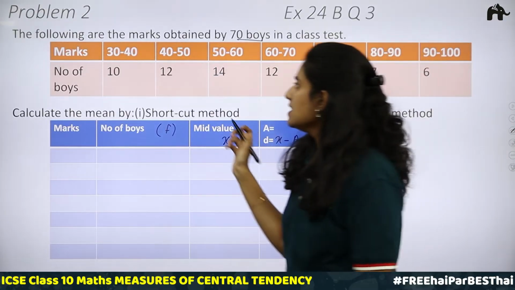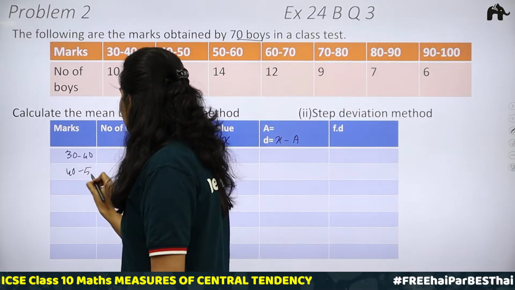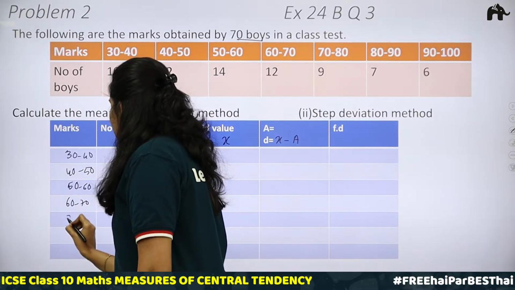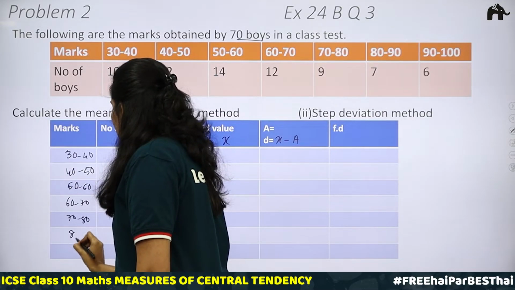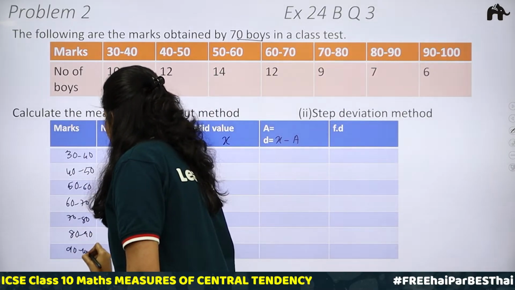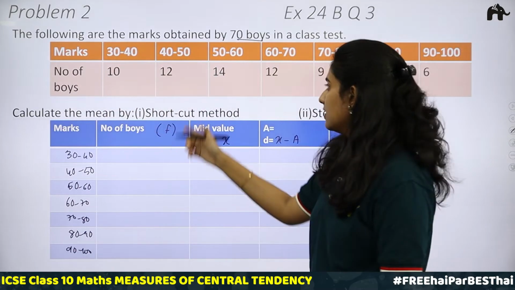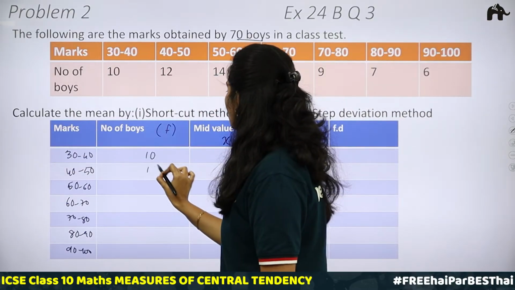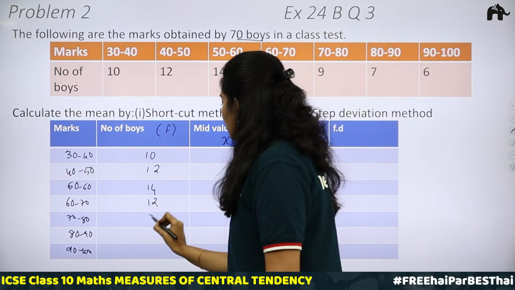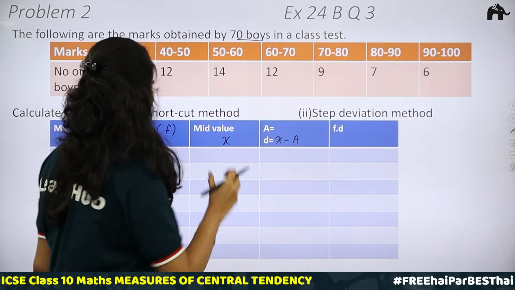So what are the intervals? Here we have 30 to 40, 40 to 50, 50 to 60, 60 to 70, 70 to 80, 80 to 90 and 90 to 100. So these are the intervals. Now the number of boys is the frequency F. Here we have 10, 12, 14, 12, 9, 7, 6.